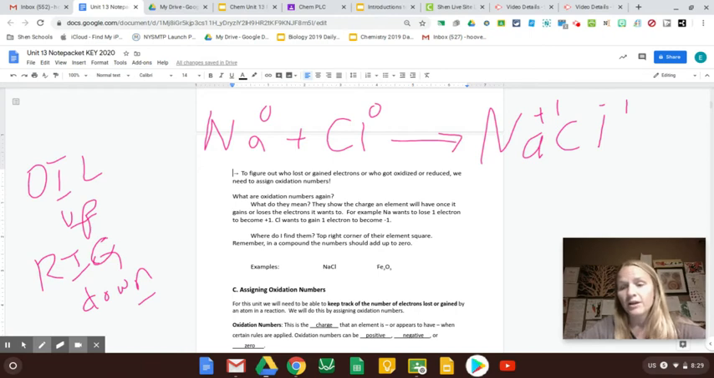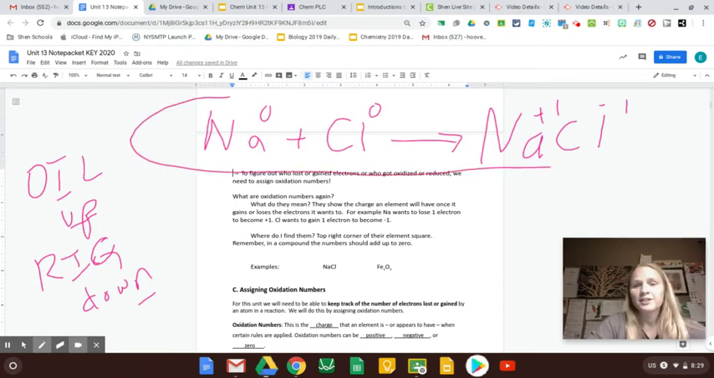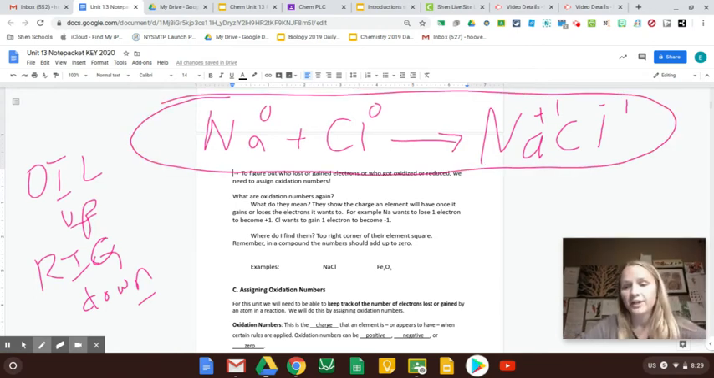And you might remember doing this from the bonding unit, I guess. But here's an example where charges have been assigned, and now you can use them to figure out whether something was oxidized or reduced. I'm going to tell you that, and then I'm going to remind you how to assign these oxidation numbers.